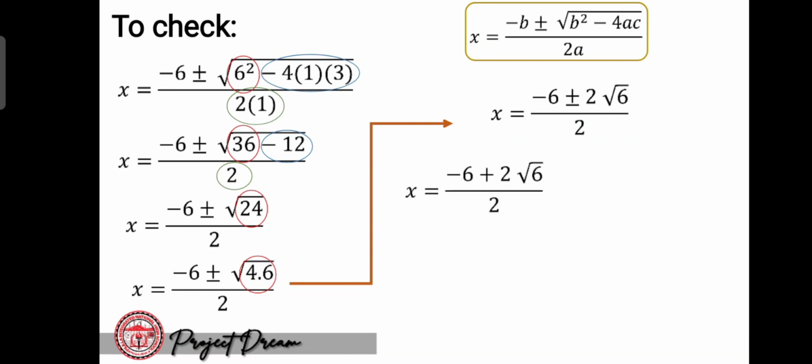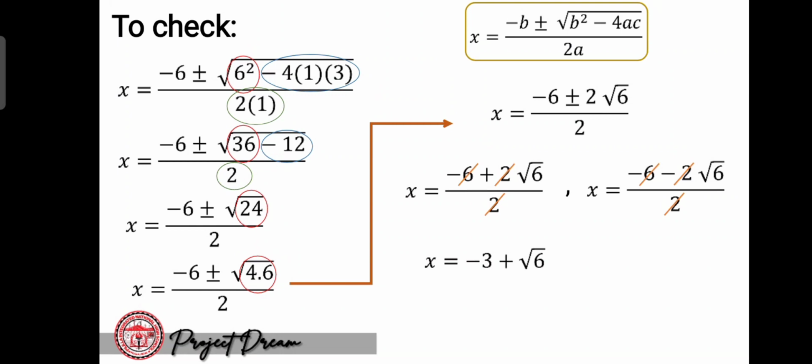So we have x is equal to negative 6 plus 2 times square root of 6 all over 2, and x is equal to negative 6 minus 2 times square root of 6 all over 2. As you can see, we separate the operation, and then we cancel negative 6, positive 2, and 2; negative 6, negative 2, and 2. So it becomes x is equal to negative 3.